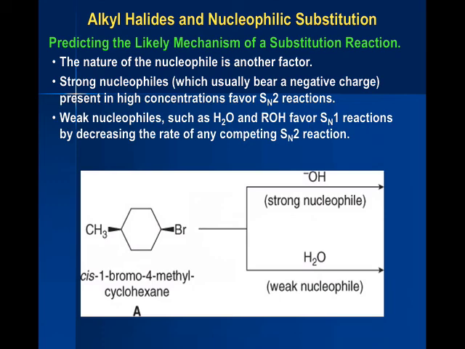Strong nucleophiles for secondary alkyl halides favor the SN2 chemistry. For weak nucleophiles, they favor the SN1 chemistry.